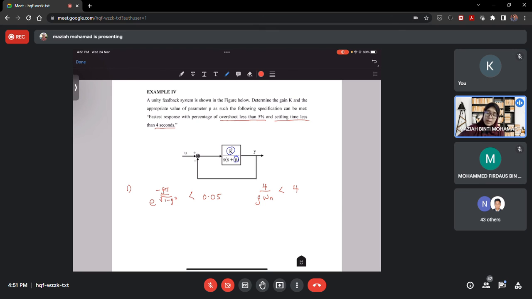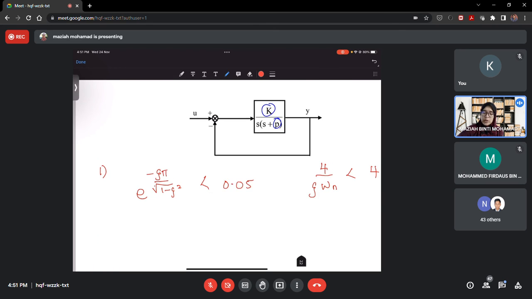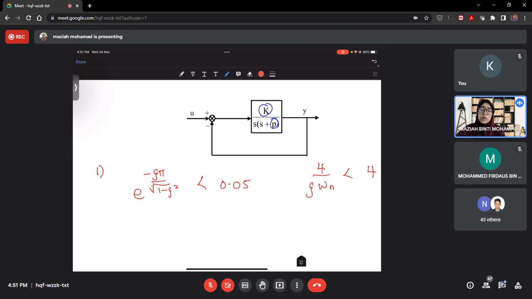All right, but if you look at the maximum overshoot here, the maximum overshoot only depends on zeta. Meaning there is only one unknown there, only zeta. So we can solve for zeta based on the equation here, the first equation.